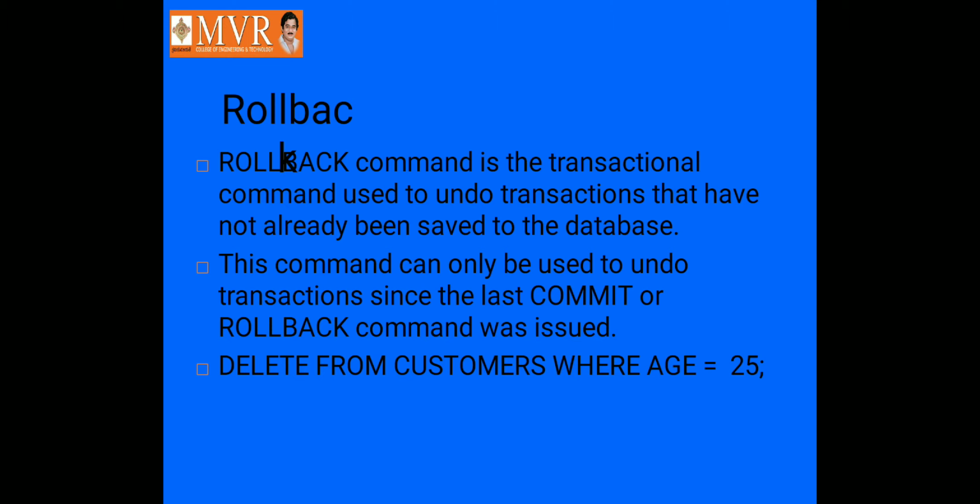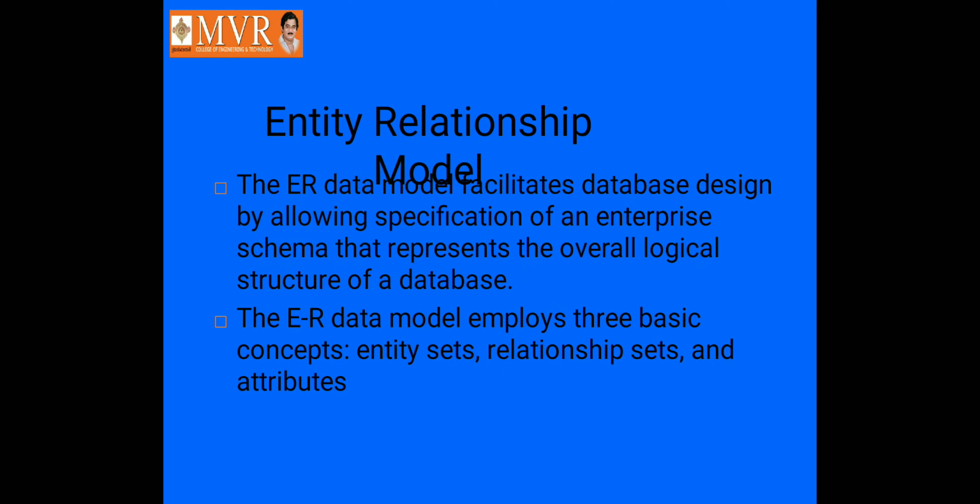So here the rollback command was issued after delete from customers where age equals 25. I already deleted, and I can use the rollback so that the deleted data will be put back into the table. Suppose after deleting I use the commit, then again I use the rollback, it cannot come back, because it is automatically saved permanently in the database.